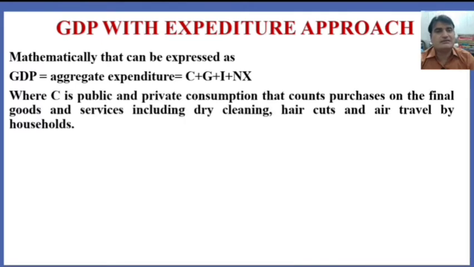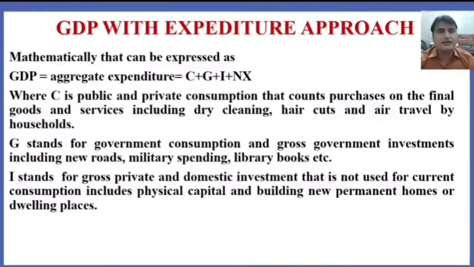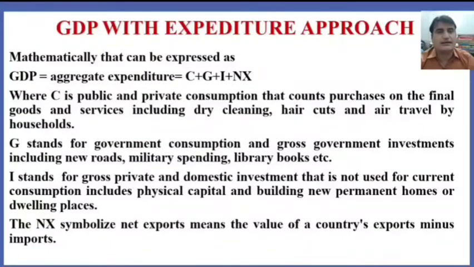Here the C is public and private consumption, that counts the purchases of final goods and services, including dry cleaning, haircuts and air travel, by households. G stands for government consumption and government investments, including new roads, military spending, library books, etc. I stands for gross private and domestic investment that is not used for current consumption, including physical capital and building new permanent homes or dwelling places. The NX stands for net exports, meaning the value of a country's exports minus imports.